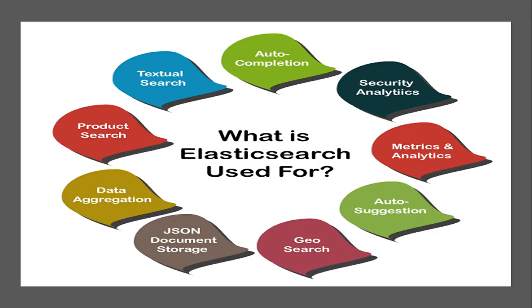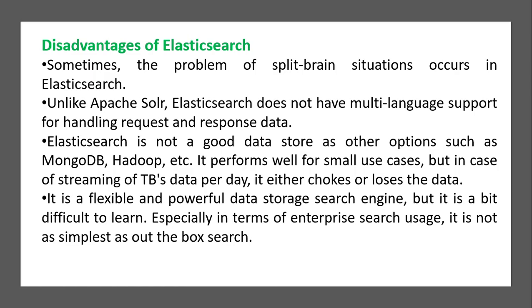Now some of the uses for Elasticsearch are auto-completion, security analytics, metrics analysis, auto-suggestion, geo-search, JSON document storage, data aggregation, product search, and textual search. So these are some of the top uses of Elasticsearch.